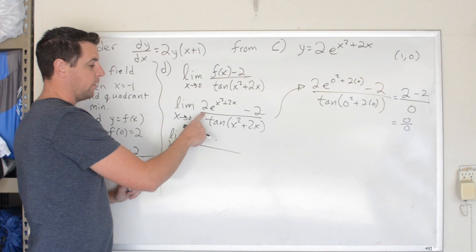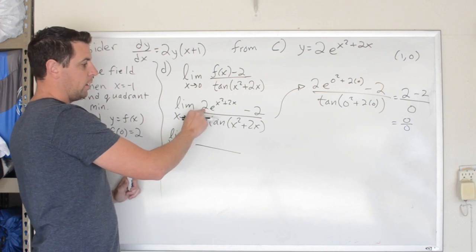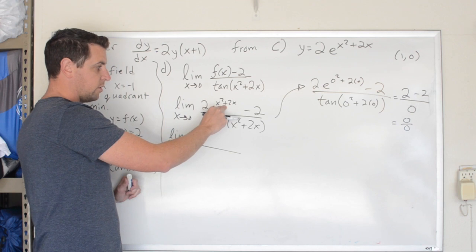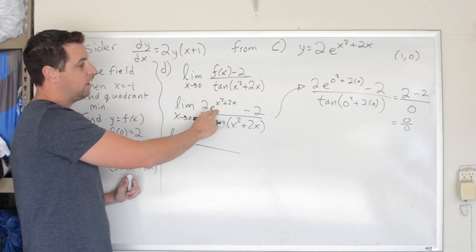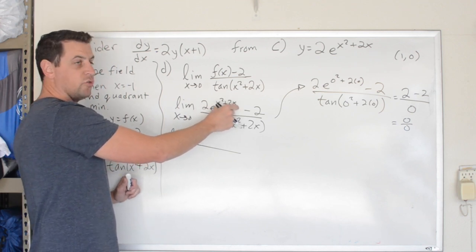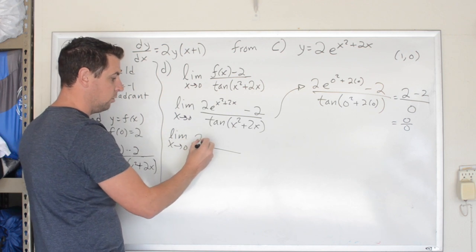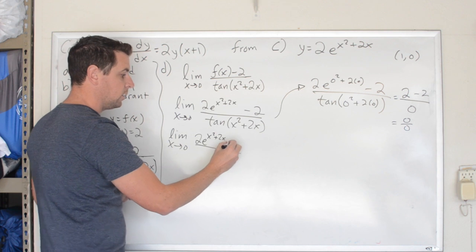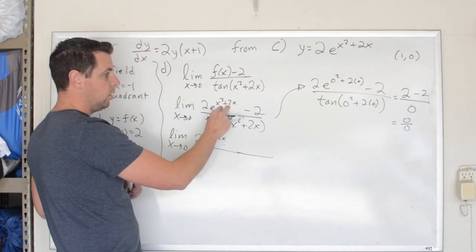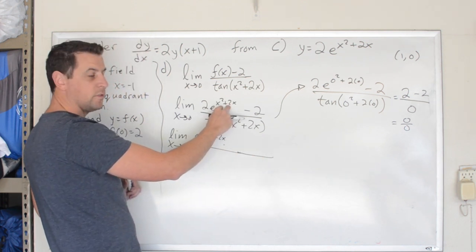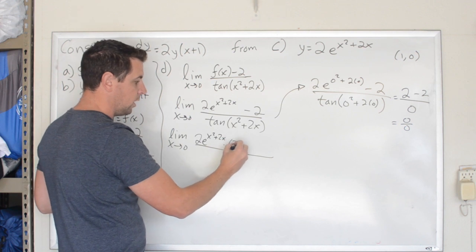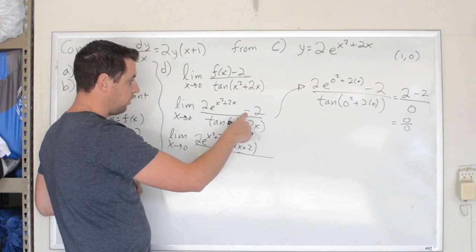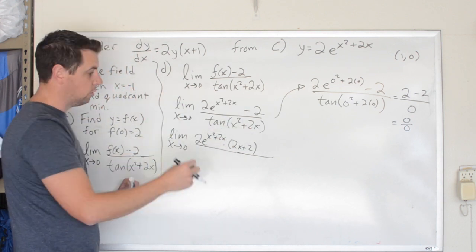Now we got to do the derivative of the top. The derivative of the top, we don't have to use product rule because this is a constant. I do have to take the derivative of this. The derivative of e to the x is just e to the x. I will have to use chain rule here. So this is going to be 2 e to the x squared plus 2x times, using the chain rule, the derivative of x squared plus 2x is 2x plus 2 minus 2, but the derivative of 2 is 0, so that's going to go away.